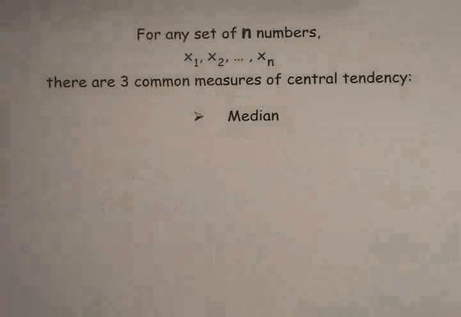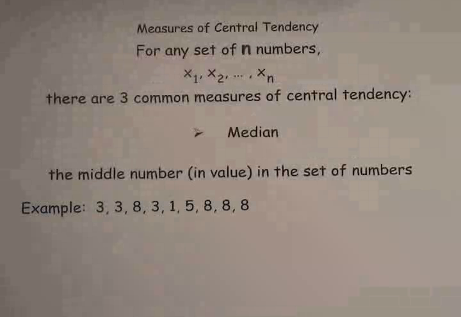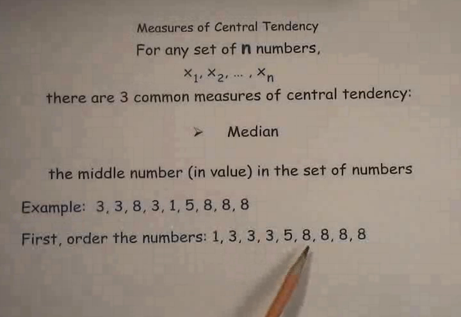Another common measure of central tendency is called the median. The median is the middle number in value in the set of numbers. For example, using the same set of numbers that I did before, in order to find the median, you need to put the numbers in order. And looking at these numbers in order, you can see that 5 is the median because there are 4 numbers to the left of 5 and 4 numbers to the right of 5.